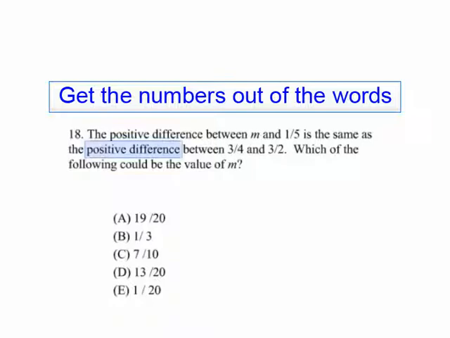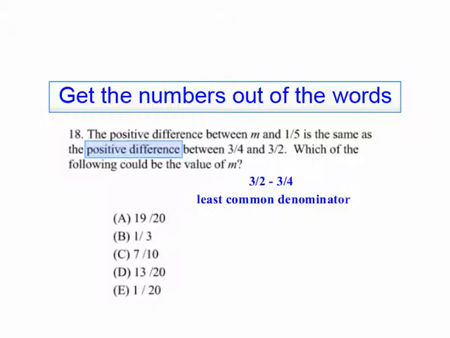Okay, we want the positive difference between 3/4 and 3/2. In other words, the distance between those 2 points. We don't care to get involved with negativity or which direction it's going. It's just the distance between those points. So the easiest thing to do is to say, let's subtract 3/4 from 3/2.